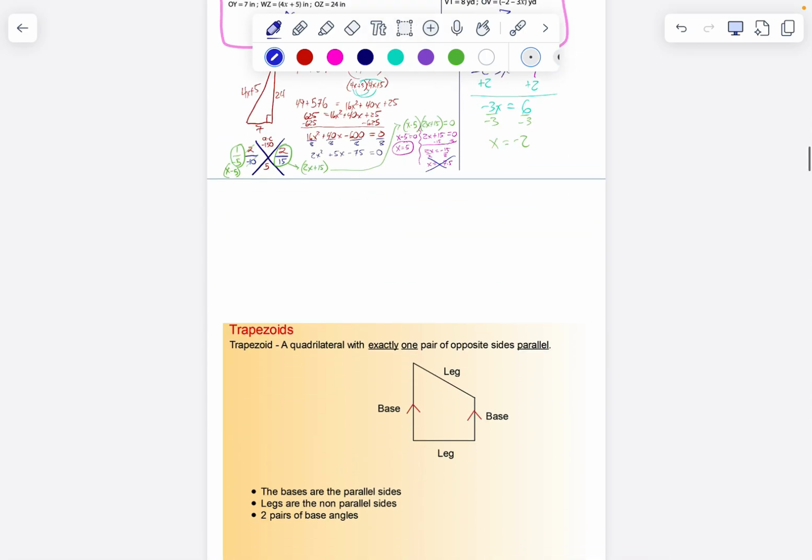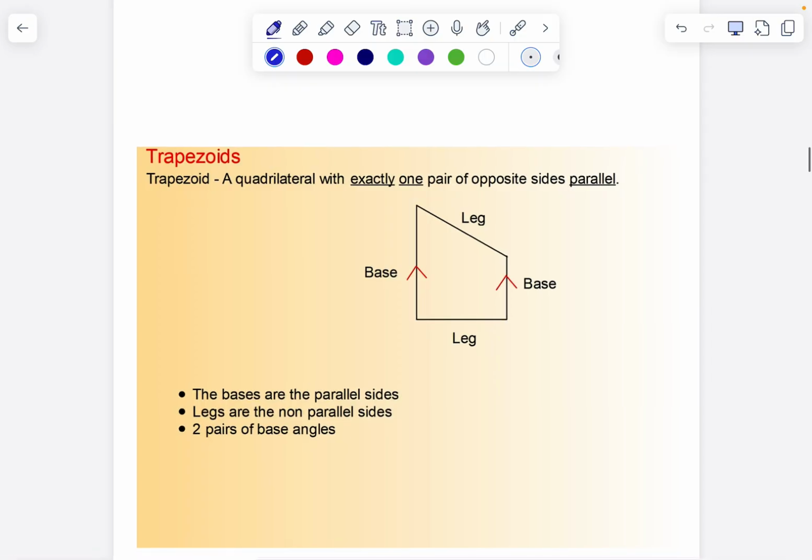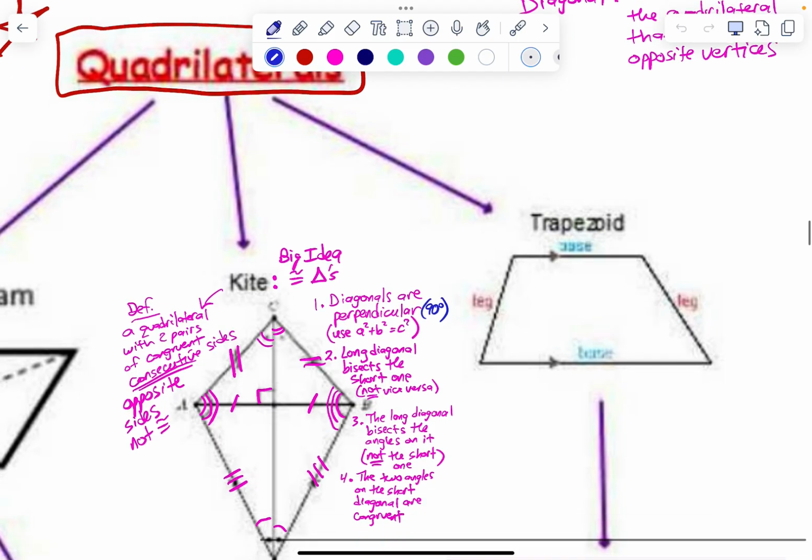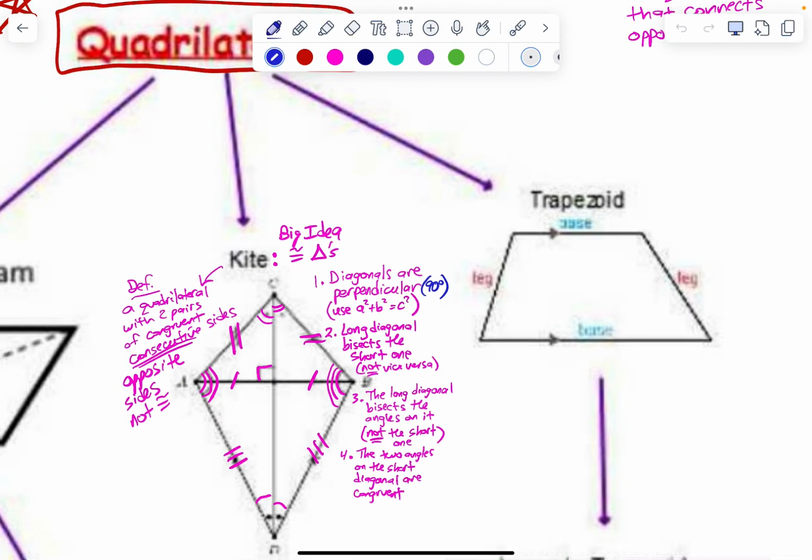All right, let's talk about trapezoids. So we'll put this in your notes, but grab the quadrilaterals reference sheet, get that out. That's where we're gonna write this stuff. So a trapezoid is a quadrilateral with exactly one pair of opposite sides that are parallel. That's its definition. Might as well just start writing it on there, I think. Guys, that word exactly is pretty important, actually.